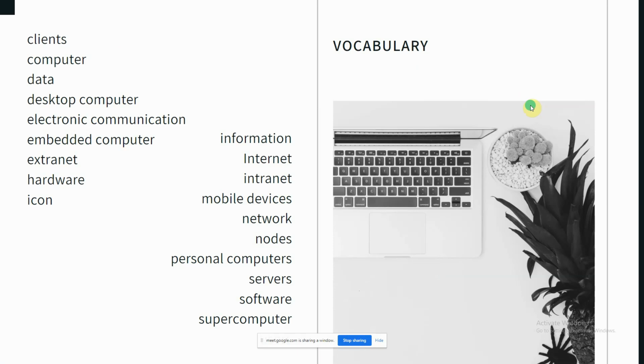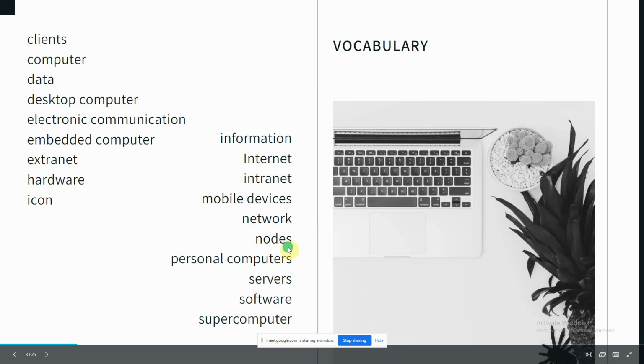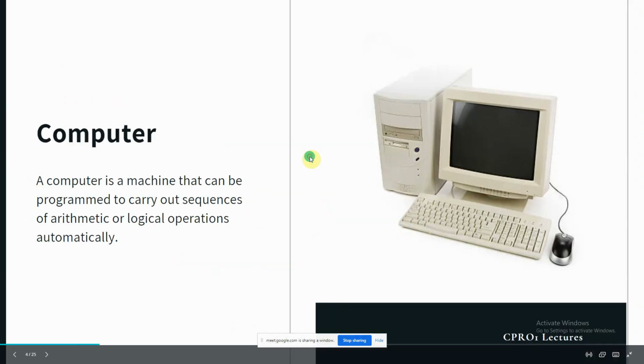So, a few vocabulary that we will be familiarized with, but I'm sure some of you already know these terms. We have the clients, the computer data, now the desktop computer, electronic communication, embedded computer, external hardware, icon, information about the internet, intranet, mobile devices, network nodes, PCs or the personal computer, servers, software, and the supercomputer.